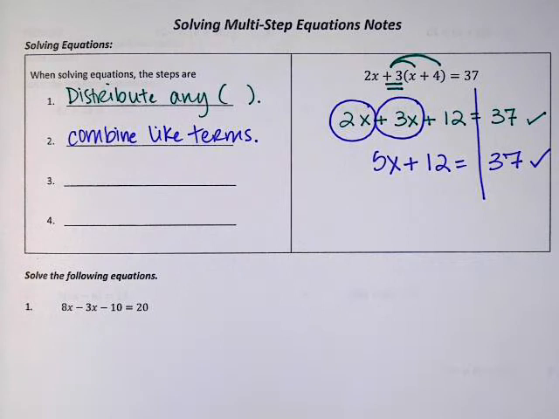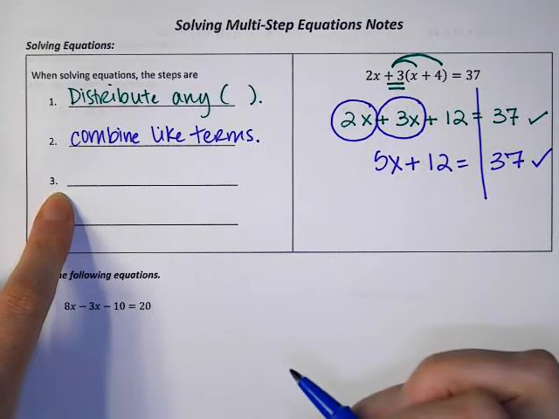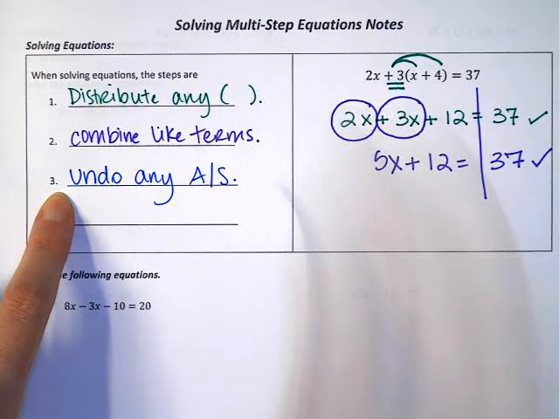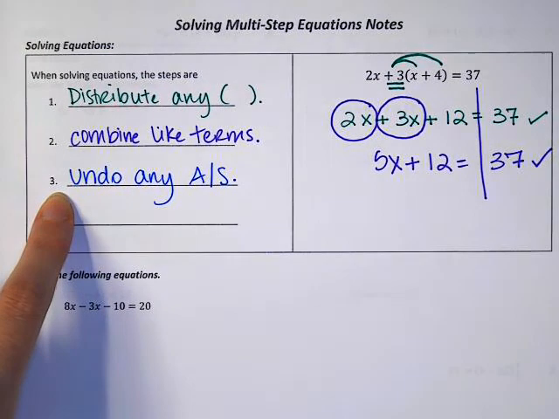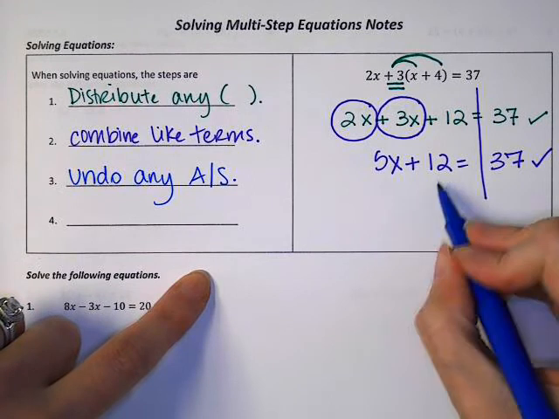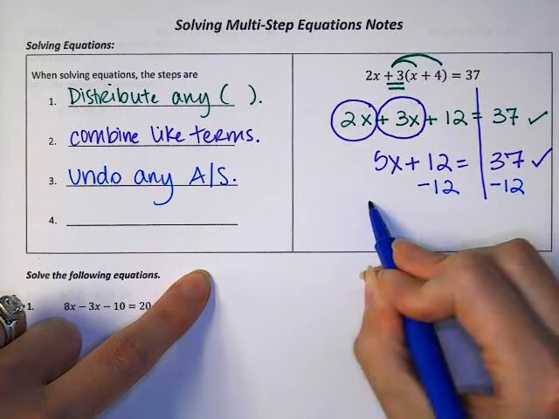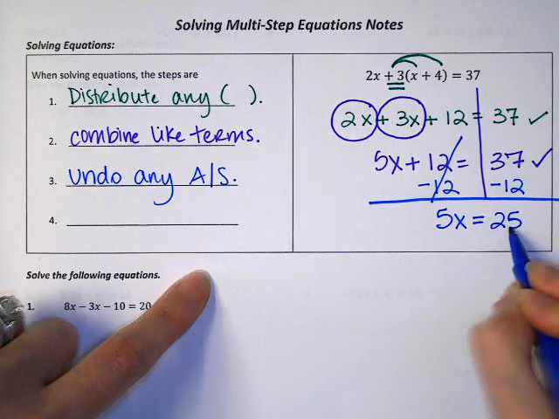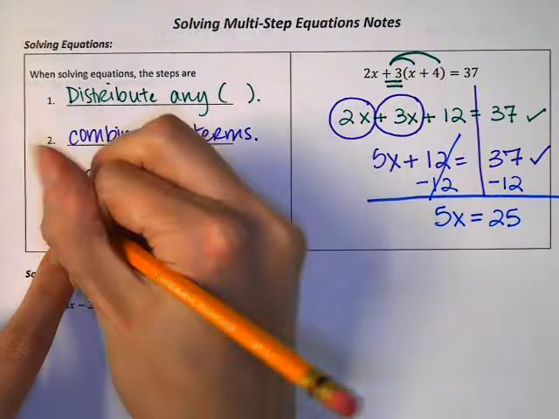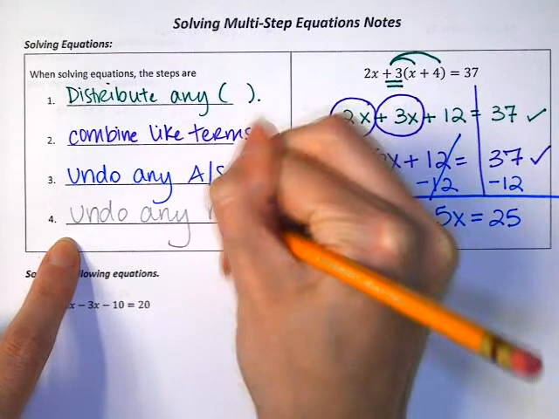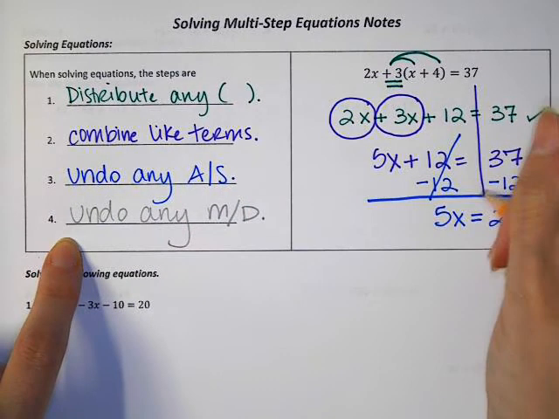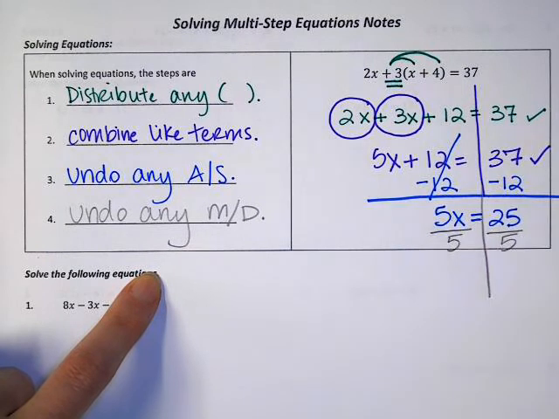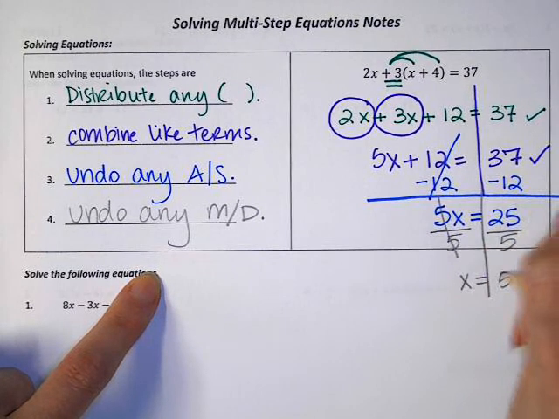And then step 3 is to do what we did the other day. We're going to undo any addition or subtraction next, because remember, we do the opposite of PEMDAS. So next, we're going to minus the 12 over. And remember, the undoing cancels, and we have 5x equals 25. And then the last step is to undo any multiplication or division. So draw your wall. To undo 5 times x, we divide by 5. And the undos cancel, and we got x equals 5.